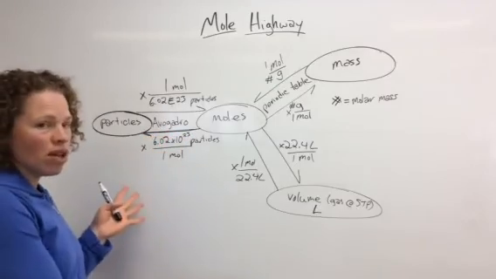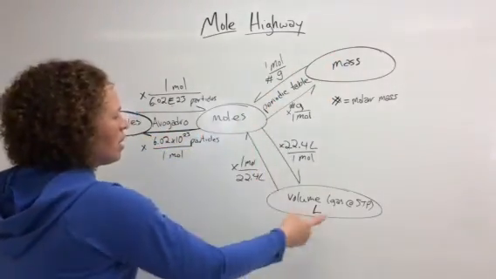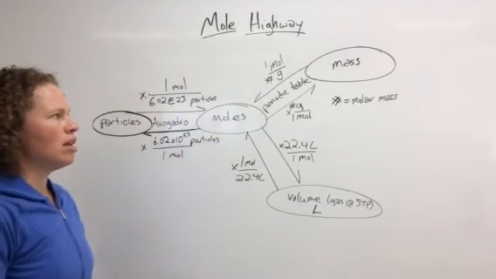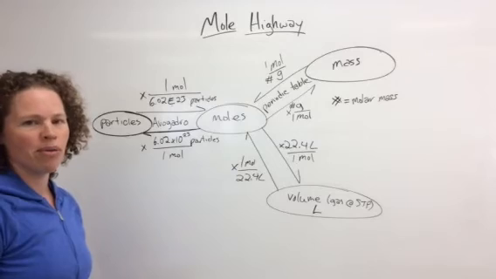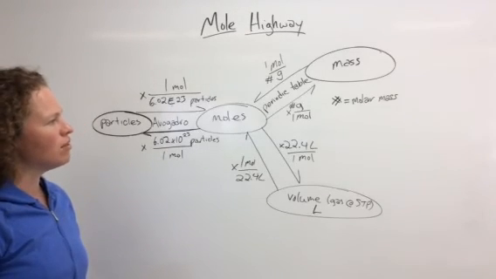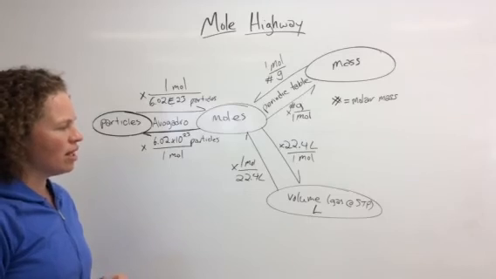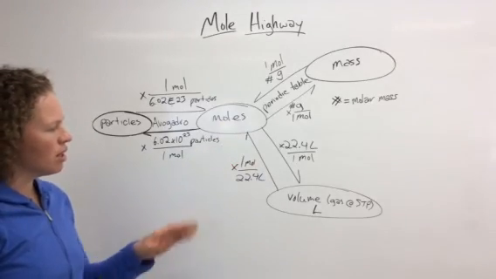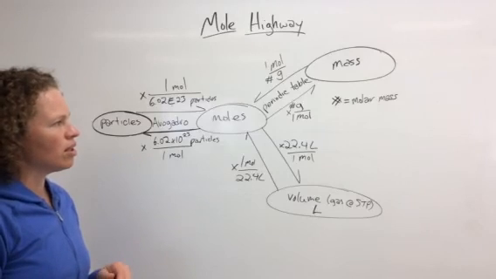So this is called the mole highway. You can vroom up and down wherever you want to go on this thing, and moles are the connector, the little roundabout in the middle. You can use this, make a copy of it yourself, and personalize it all you like, use color, whatever. Just make sure you know which way the arrows are going and where your conversions are.